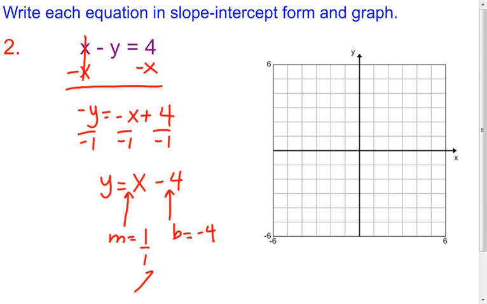Because I have a positive slope, it will go this direction. Okay, so I am going to cross the y-axis at negative 4. It has a slope of positive 1, 1 over 1. So I'm going to go up 1, right 1, up 1, right 1, up 1, right 1 the whole time. Or I could go down 1 and left 1. So it would look like that.